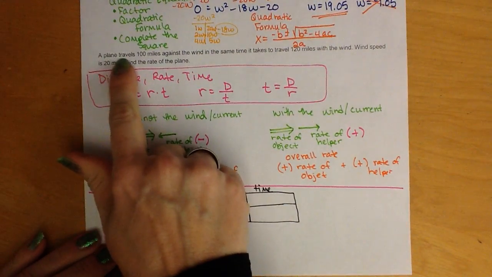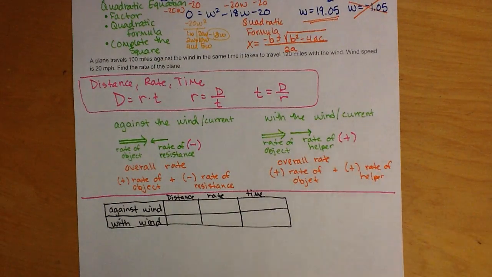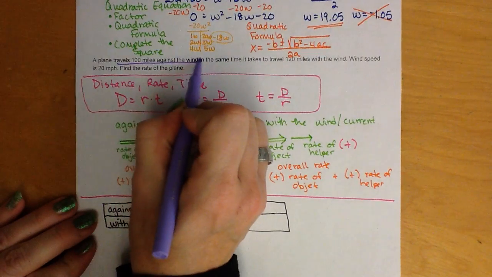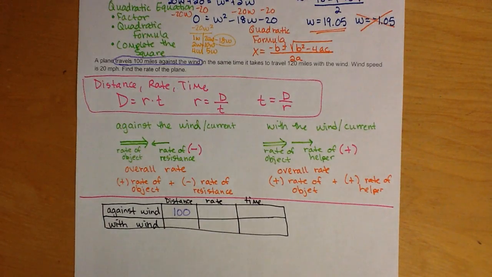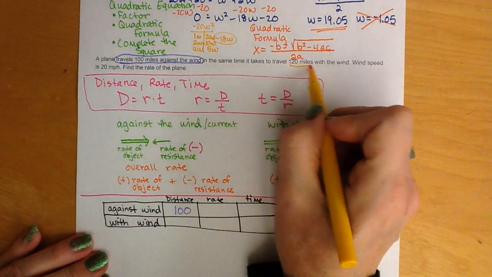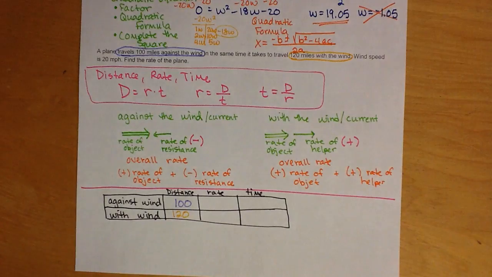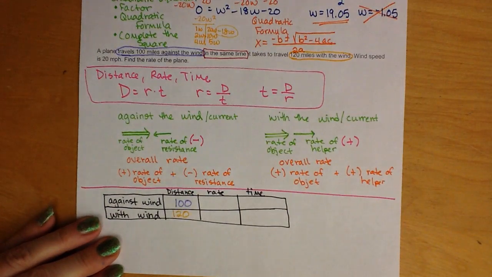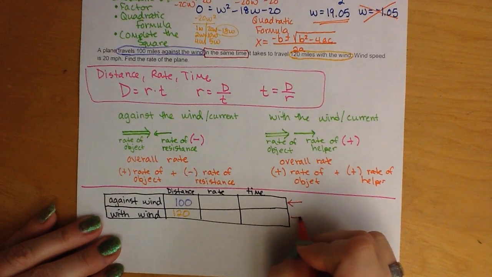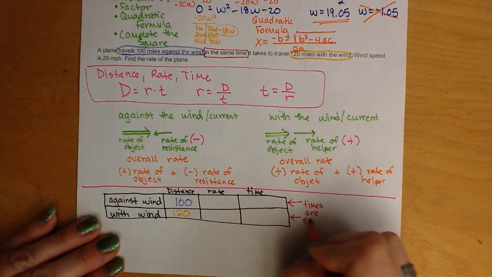Okay. A plane travels 100 miles against the wind. So we have against the wind 100 miles, in the same time that it takes to travel 120 miles with the wind. So 120 miles with the wind. Now this part where it says in the same time, that is important. That means that these two things are the same. The times are equal.